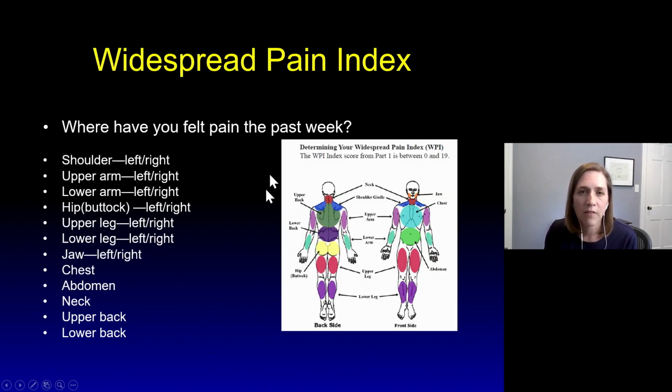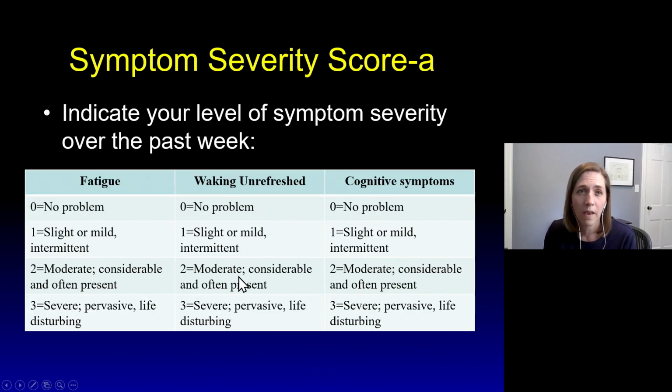So here's an idea. You can have a patient circle here. How many areas have they felt pain? There's a scale between 0 and 9. If they've got 9, 10 different things that they're circling on here, that's pretty widespread pain. And then you will look at the symptom severity. How is it affecting their quality of life? Are they having fatigue, waking up refreshed, cognitive symptoms like brain fog? And are these mild, moderate, severe? You can get a score, again, of 0 to 9 here.